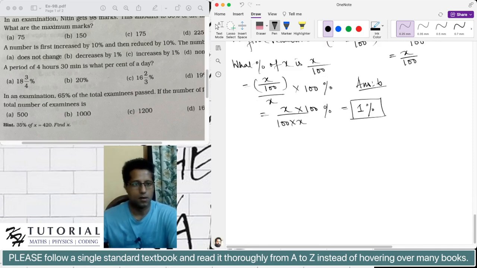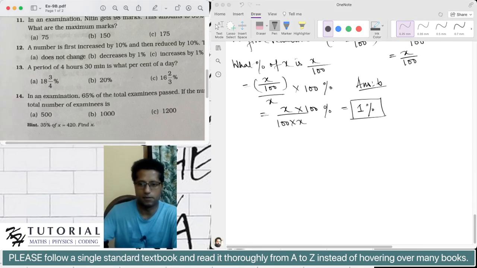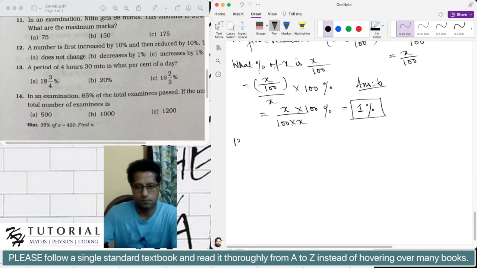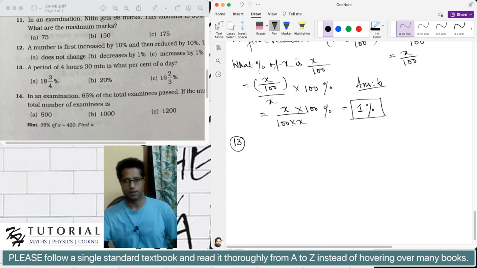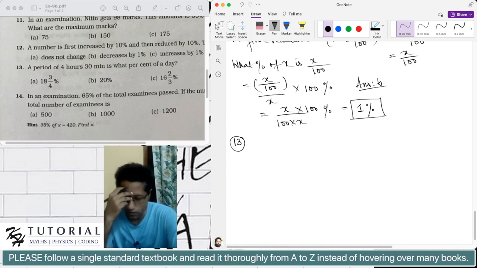Okay, let's do problem number 13. A period of 4 hours 30 minutes is what percent of a day? Okay, it is asking what percentage 4 hours 30 minutes is of a day. So both the quantities, that is 1 day and 4 hours 30 minutes, are of type time. But their units are different. One is in days, and the other is in hours and minutes.